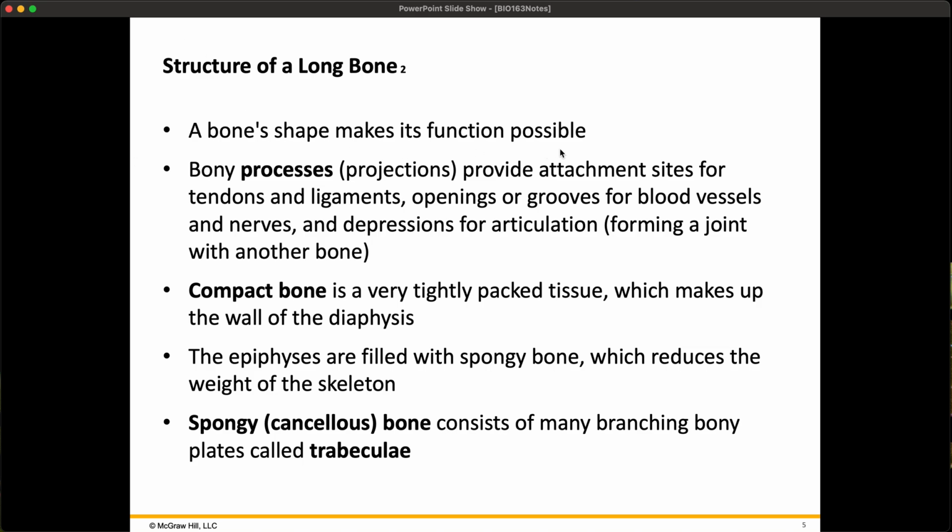So bone's shape makes its functions possible. Thinking about those things like allowing levers for movement and sites for muscle attachment, having bones that have projections and processes, those bony features that we call landmarks, are places where muscles can attach. So any things like grooves for blood vessels and nerves, depressions for articulations where one bone meets the other, projections off of the bone, any kind of ridges and bumps that you feel in your bones are all there for a reason. It's not just, oh, this looks like a pretty shape.